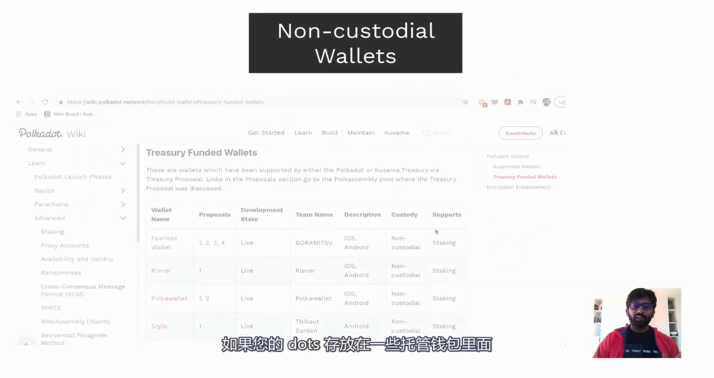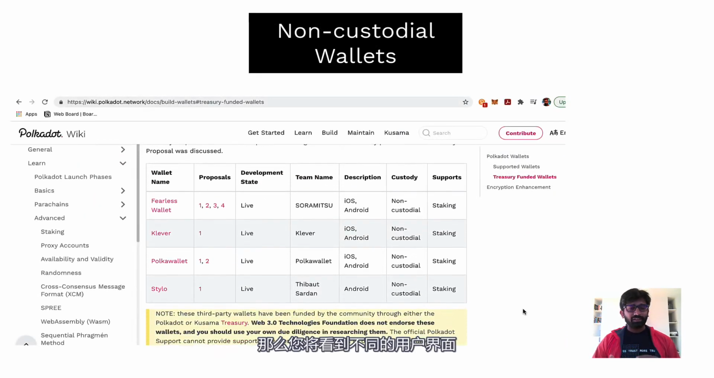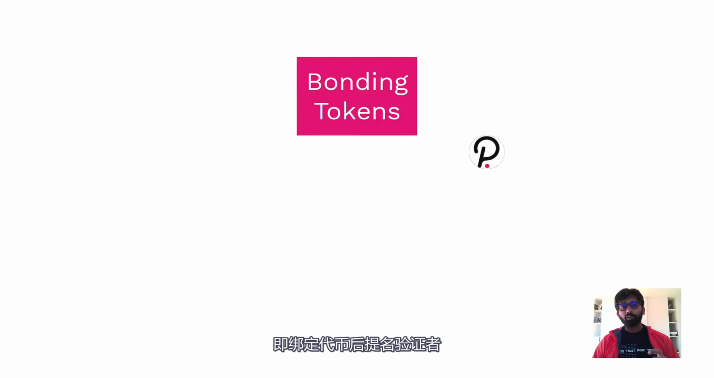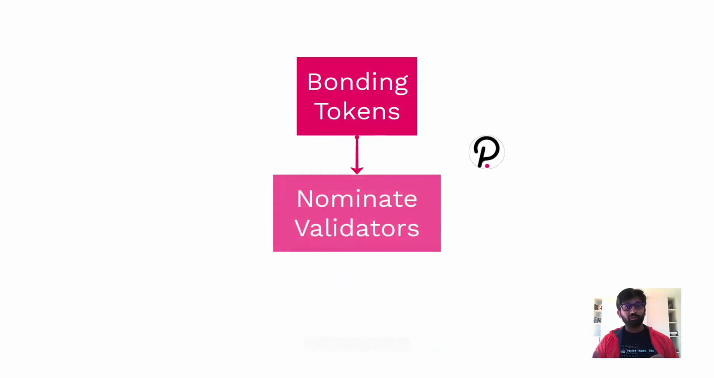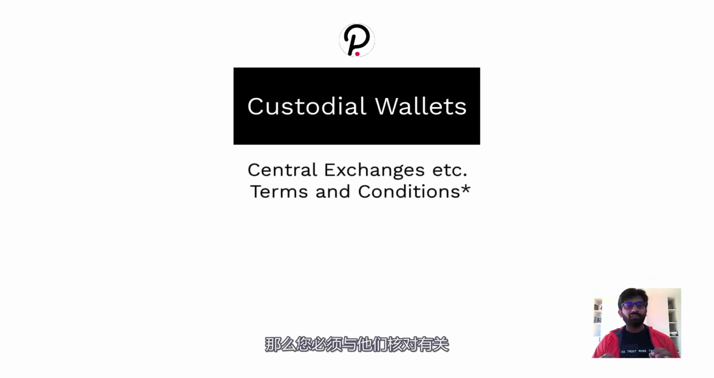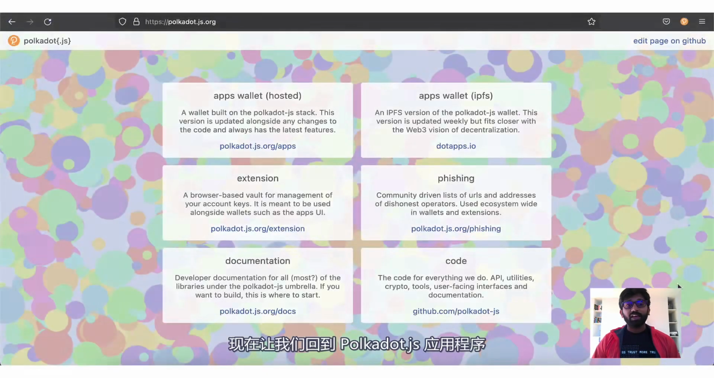If you have your DOTs elsewhere on non-custodial wallets, you'll be presented with a different user interface, but the underlying staking mechanism is the same, which is bonding the tokens, selecting the validators to nominate, and earning your staking rewards. If you have your DOTs on custodial wallets like central exchanges, then you'll have to check with them regarding staking procedures, terms, and conditions. All right, now let's get back to Polkadot.js apps.